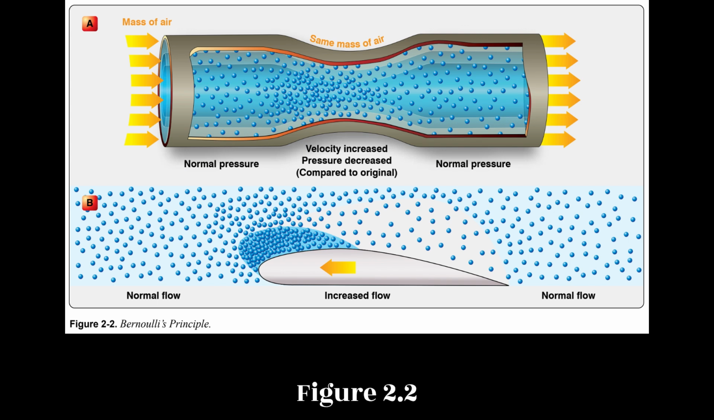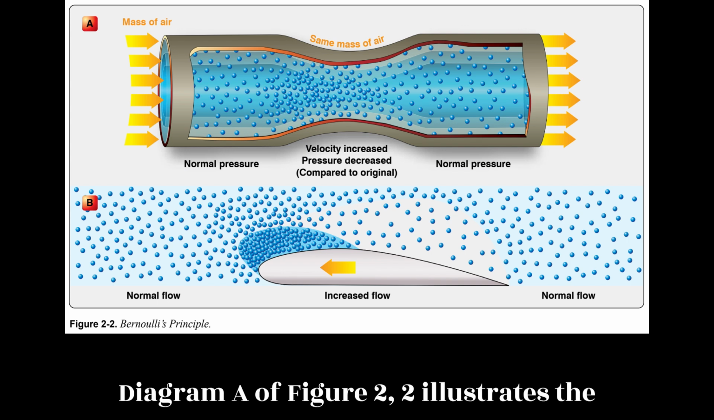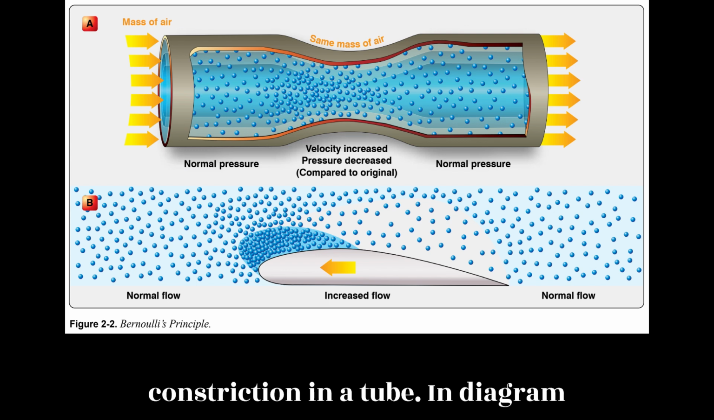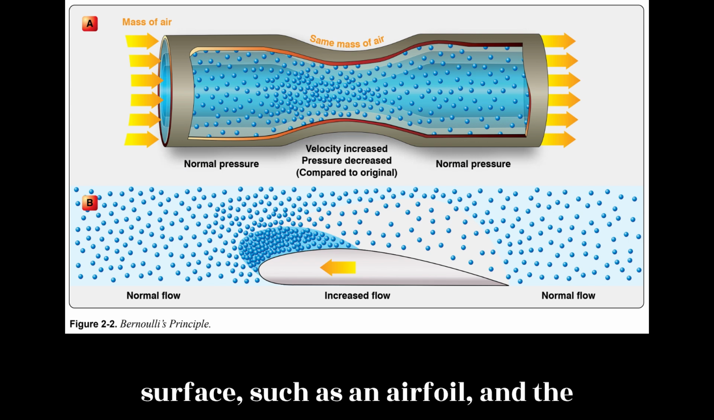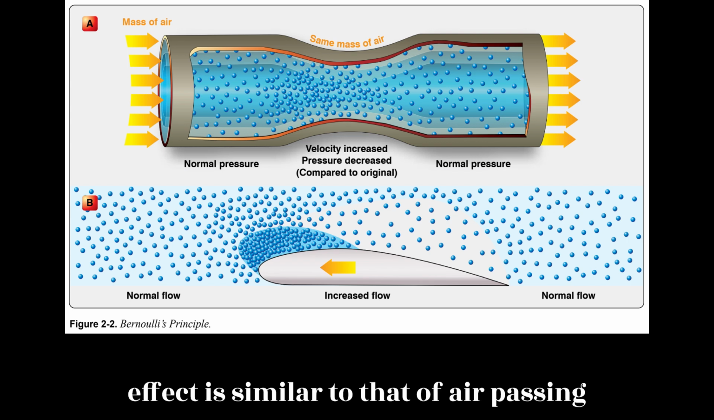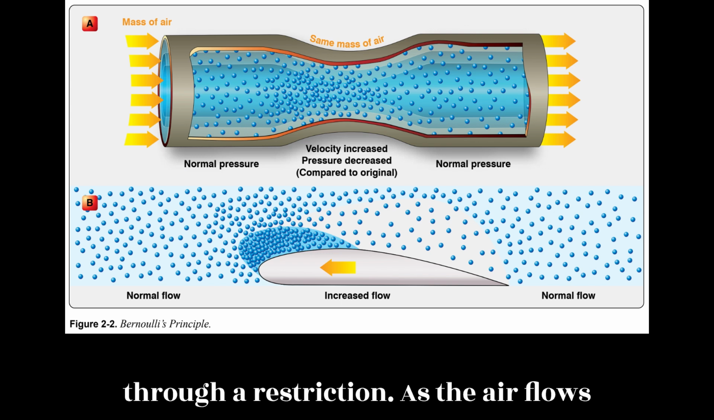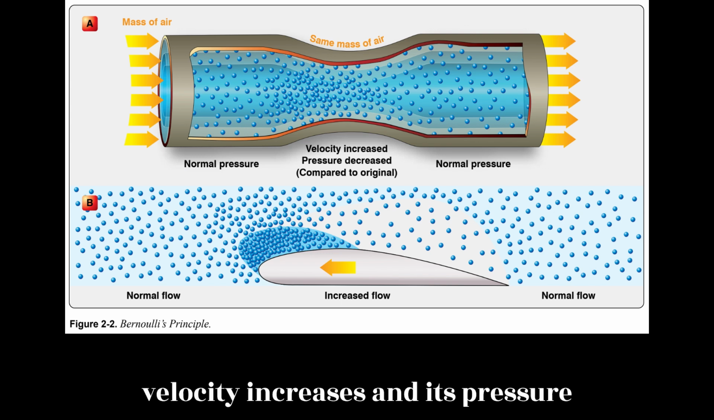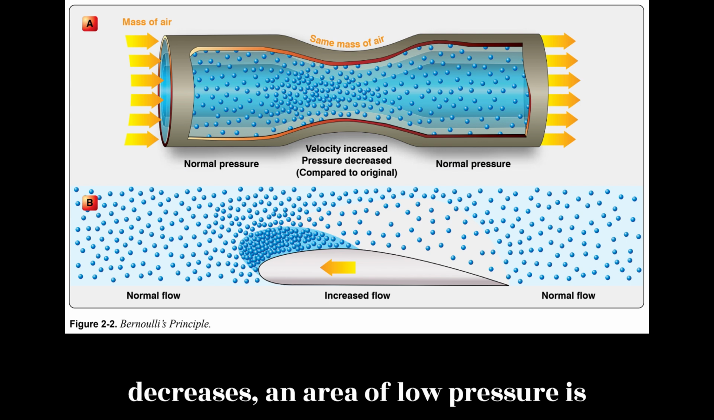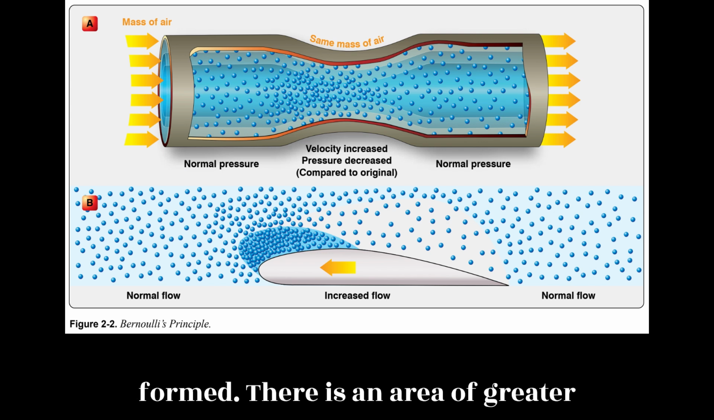Figure 2.2. Diagram A of Figure 2.2 illustrates the effect of air passing through a constriction in a tube. In Diagram B, air is flowing past a cambered surface, such as an airfoil, and the effect is similar to that of air passing through a restriction. As the air flows over the upper surface of an airfoil, its velocity increases and its pressure decreases, and an area of low pressure is formed.